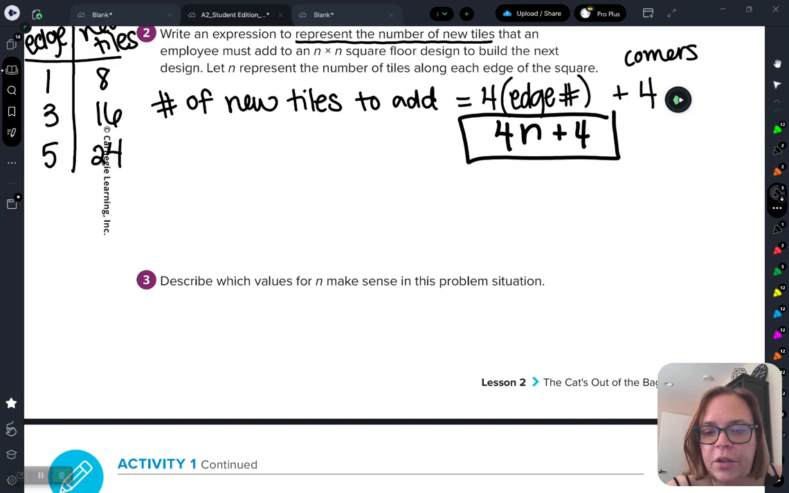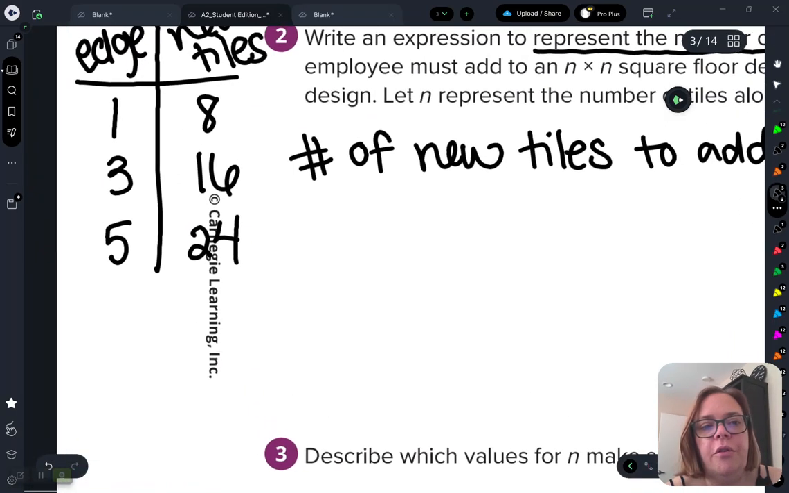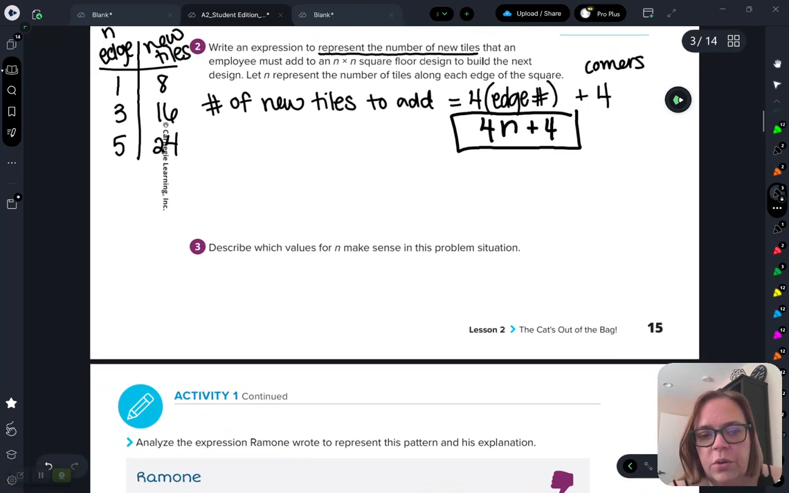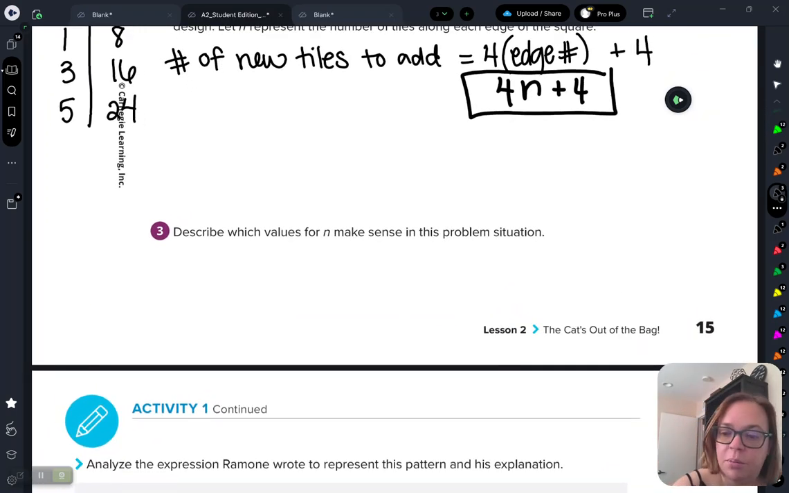Describe what values of n make sense for this problem situation. So n is the edge number. Look at the edge number. We have 1, 3, 5. The next one's going to be 7. So we're only using odd numbers, positive odd numbers.